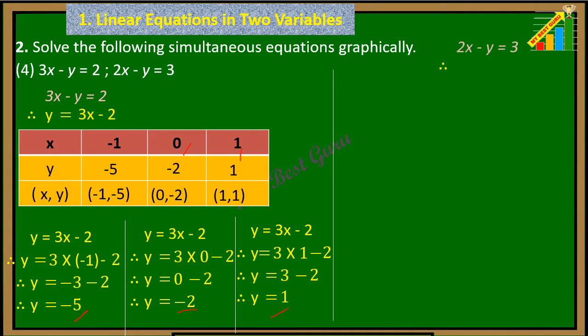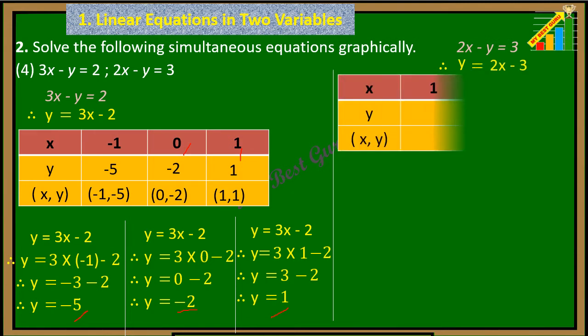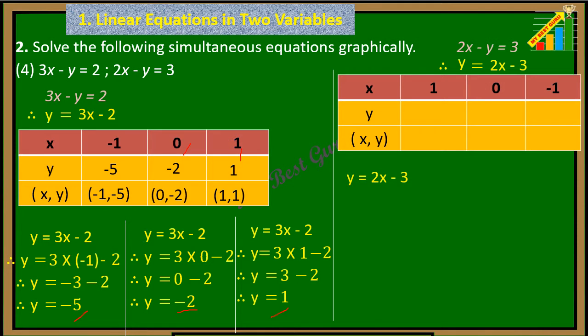Now for the equation number second, 2x minus y is equal to 3. So find out the value for y from this equation. So y is equal to 2x minus 3, again same, it is minus, so take it to the RHS side, and this 3 take it to the LHS side, so you will get minus 3. Now put the value of x as 1, 0 and minus 1. So y is equal to 2x minus 3. So it is y is equal to 2 multiplied by 1 minus 3. So it is y is equal to 2 minus 3. 2 minus 3 is minus 1.